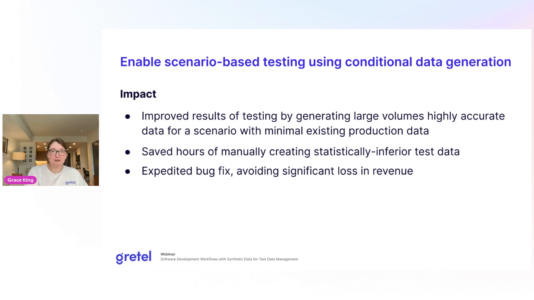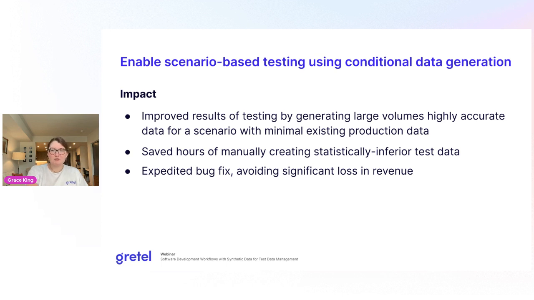Using conditionally generated synthetic data for failed payment errors improves the results of the testing by providing more samples of highly accurate data for this outlier event. This saves hours of manually creating statistically inferior test data, and it ultimately expedites the identification and fix of the bug responsible, avoiding significant loss in revenue.